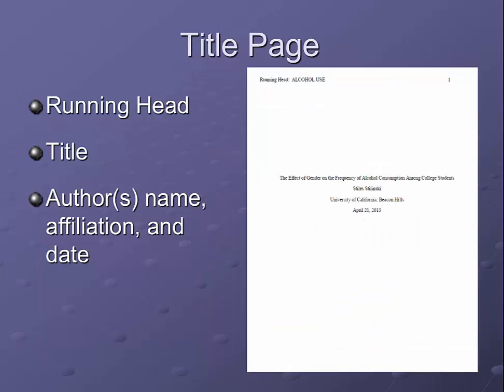The first page of a manuscript will always be the title page. The title page will have a running head, which is usually an abbreviated version of the title of the manuscript. The page numbers will also be in the header, and then there'll be the title of the manuscript, the author or authors, and the affiliation for each one of the authors, as well as the date in which the manuscript was submitted. You can get information on how to format the title page in the APA manual.